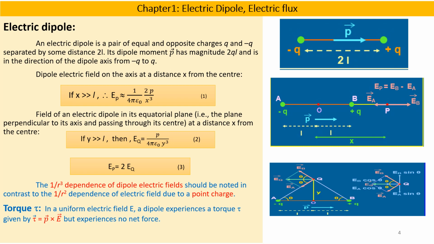Dipole is in stable equilibrium in uniform electric field when angle between P and E is 0 degrees, and in unstable equilibrium when theta is equal to 180 degrees. Net force on dipole placed in a uniform electric field is 0.